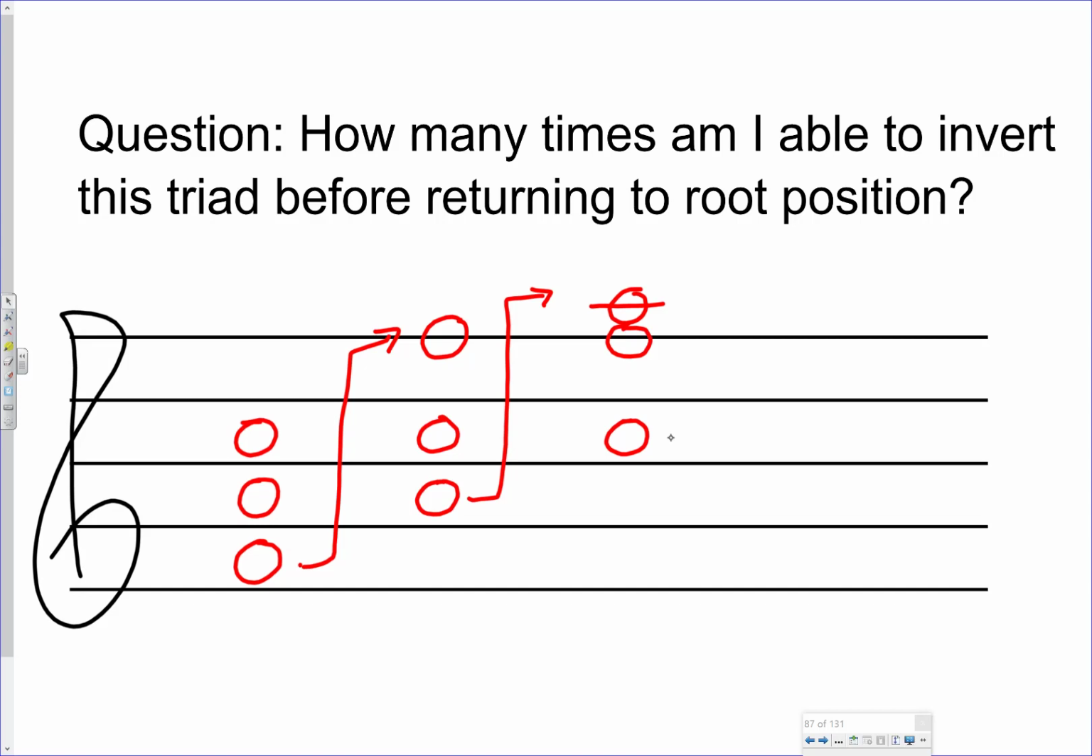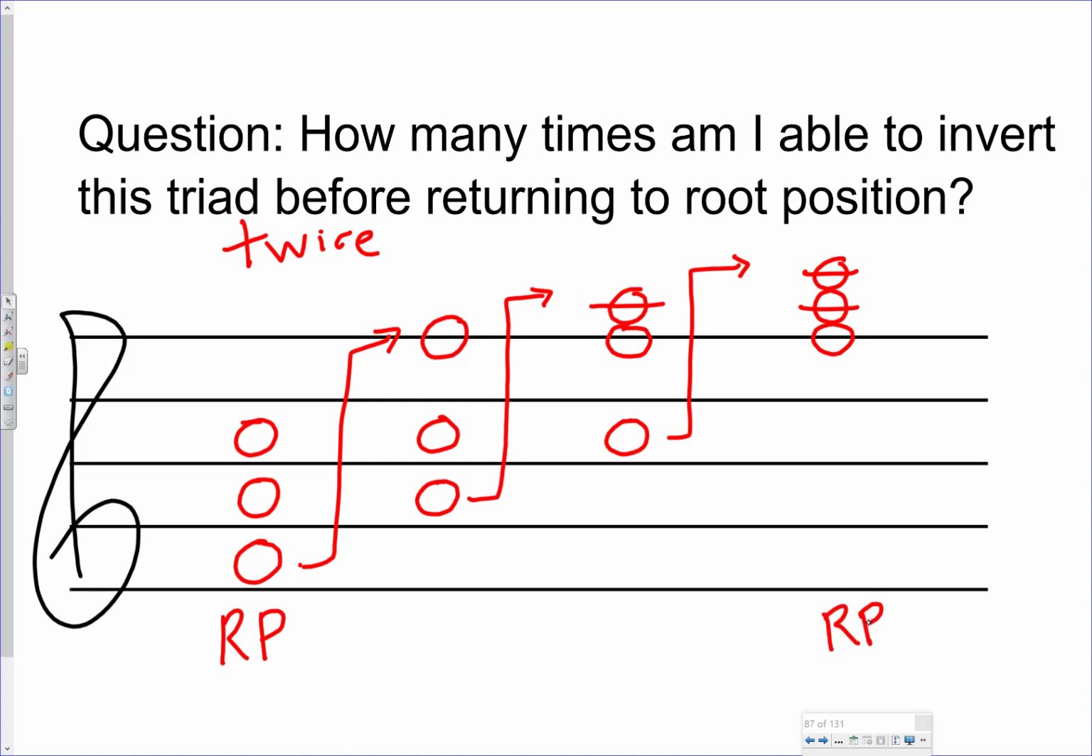Lastly, if I take the low note here and move it up the octave while keeping the other tones the same, notice that I've gone back to root position. So the answer to this question is that I am able to invert this triad 2 times before returning to root position. And I will label the opening triad as RP, meaning root position. And I will label the last triad as RP because we're back to root position. It's just an octave higher.